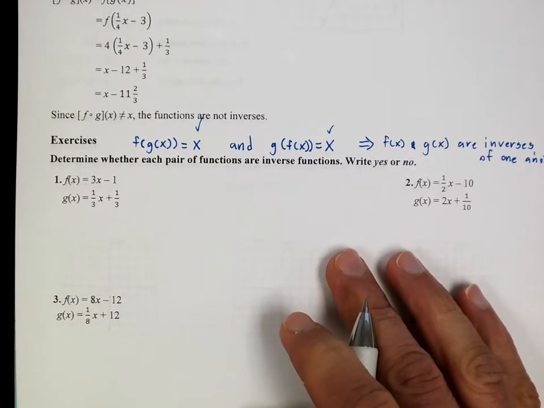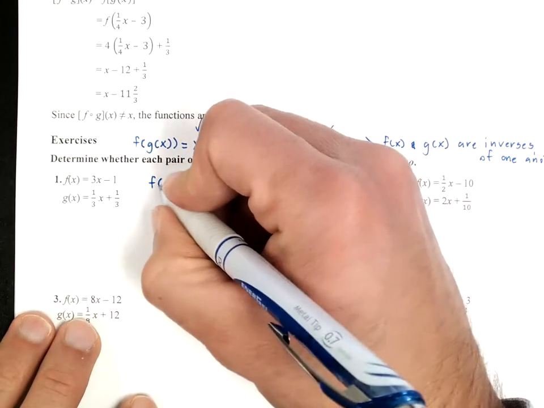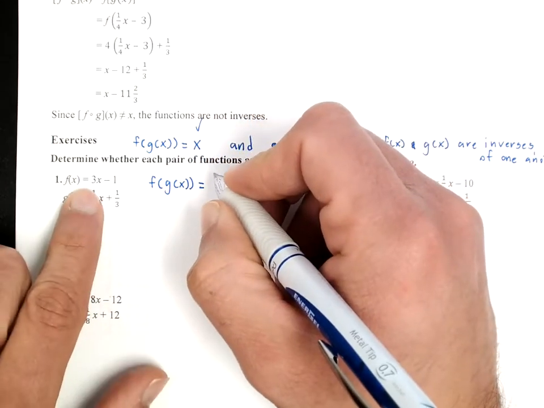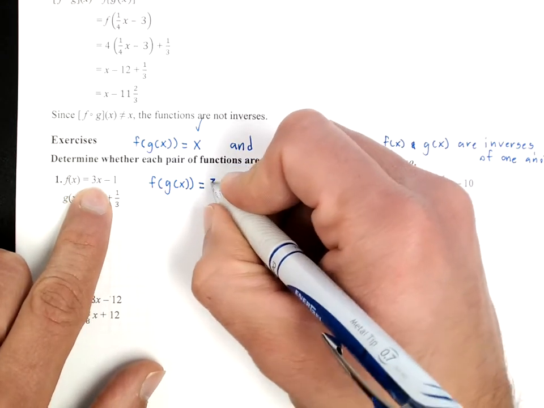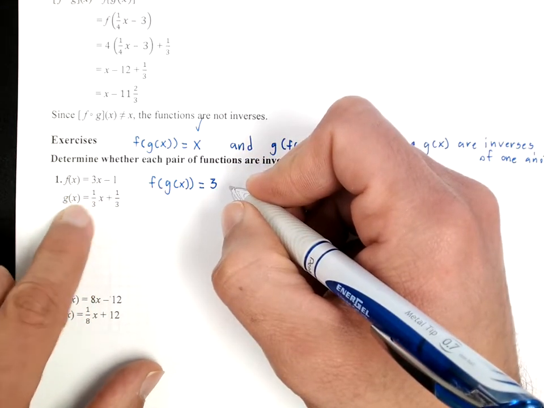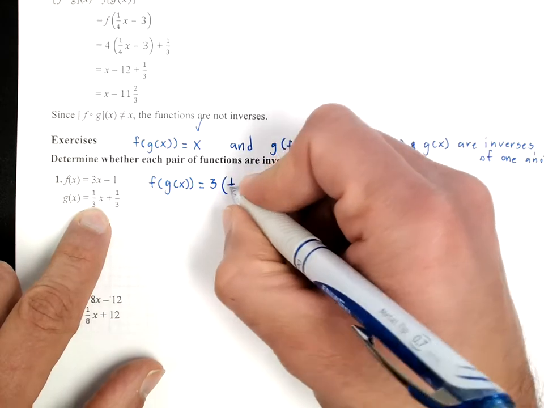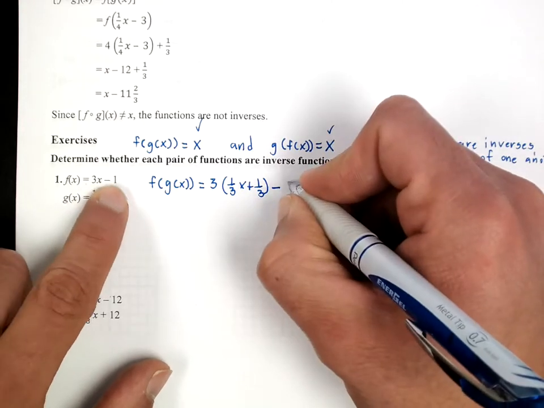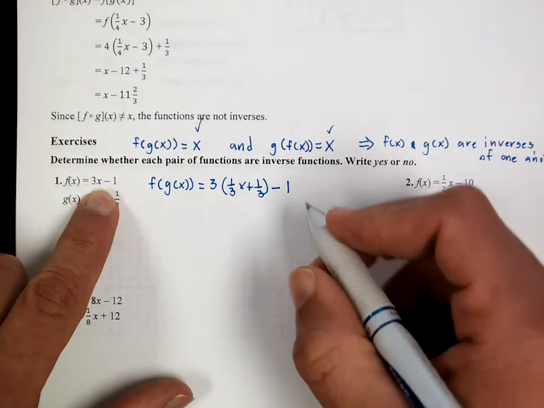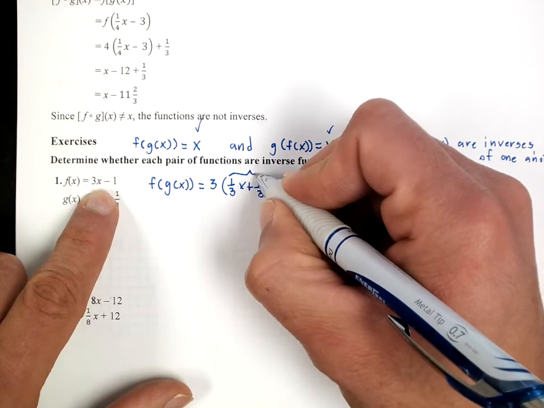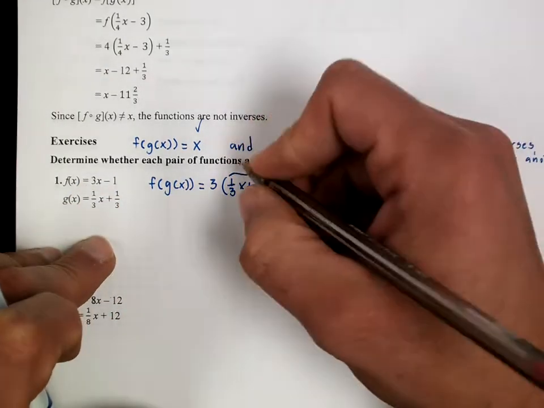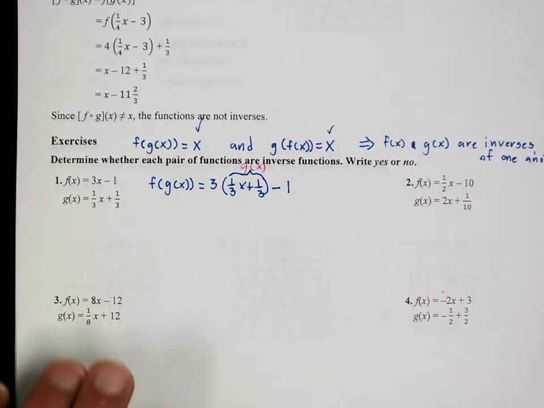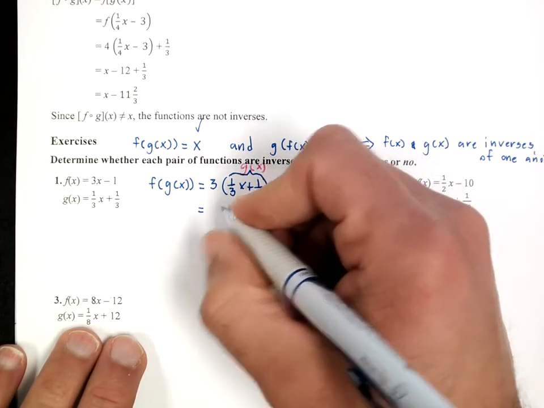From the previous section, we should be able to know how to do this, but remember that f of g of x would be this. In this case, this is function f, so I'm going to write 3, and instead of x, I'm going to input g of x. Now g of x is all of this, so I'm going to write all of that. So we have 1/3 x plus 1/3, minus 1. Remember, I'm doing this function, but all I'm doing is plugging in g of x right there. That's what g of x is. Now, when I multiply that out, I'm going to get x.